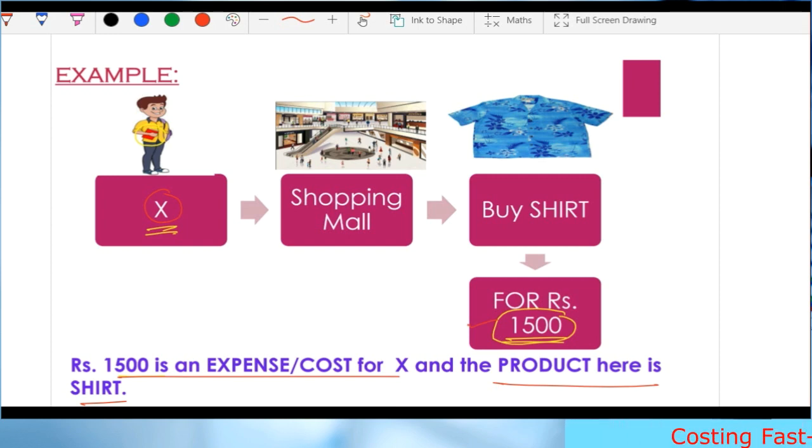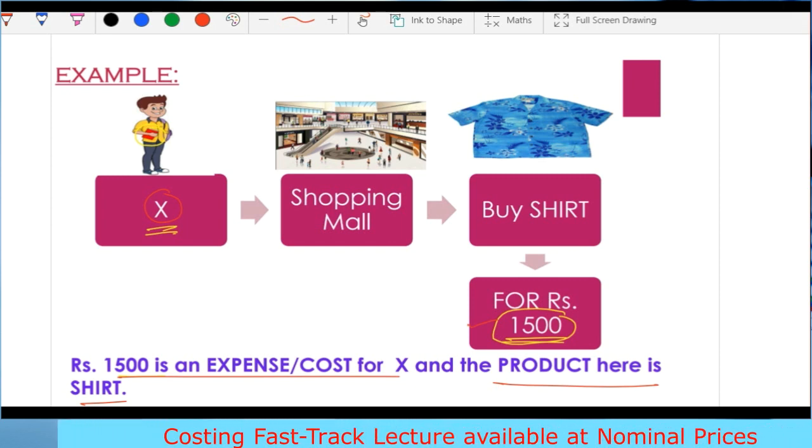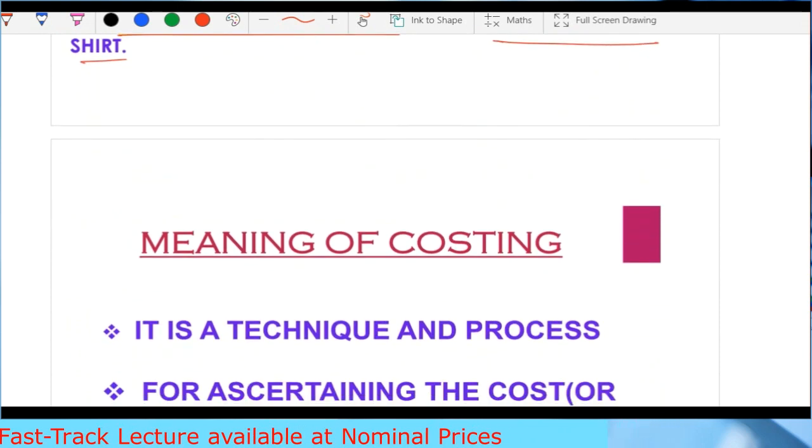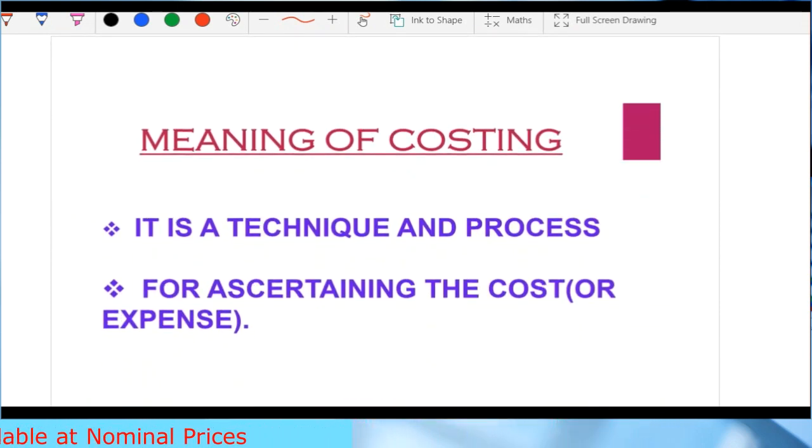So next time, go with your parents. They will get the same product at a cheaper price. They will bargain also. Yes, they will bargain also. They are very good. Especially the mothers are very good at bargaining, isn't it?